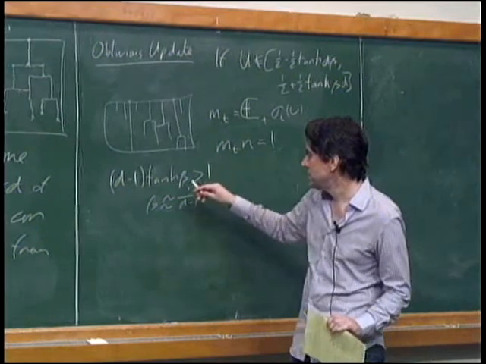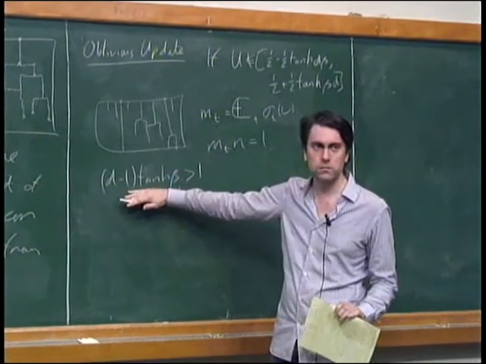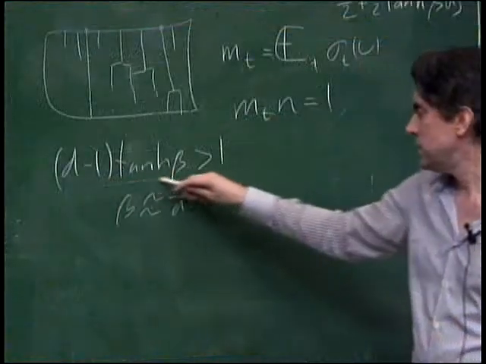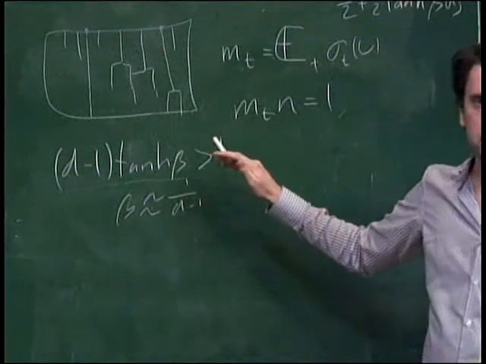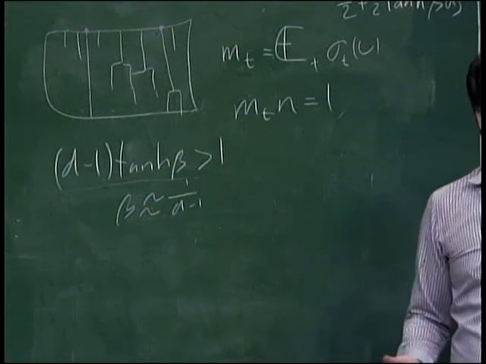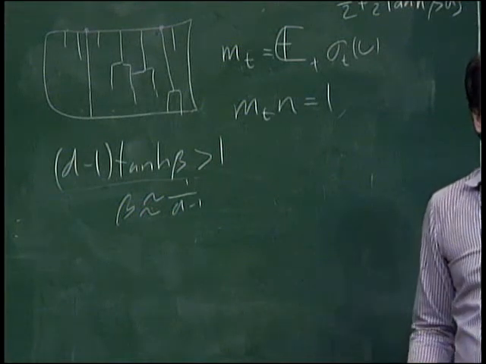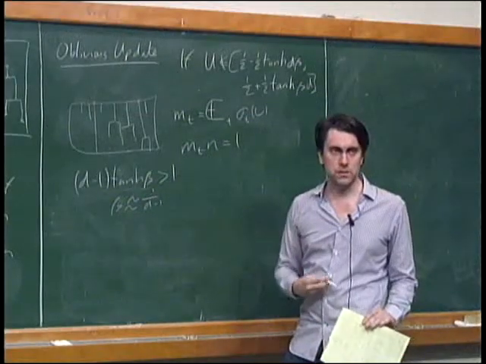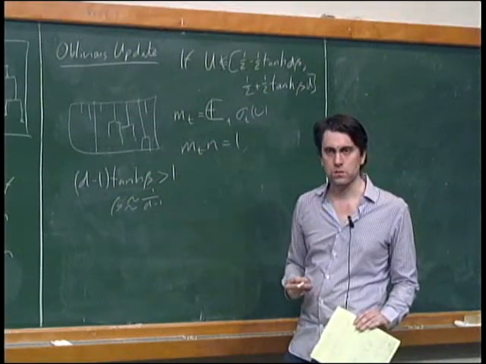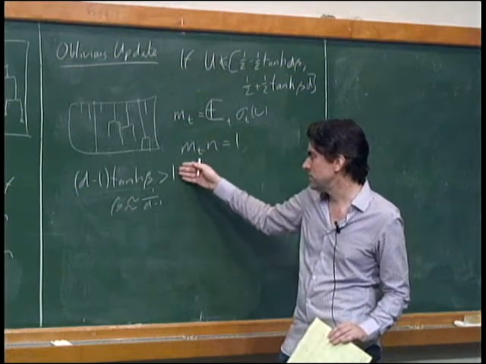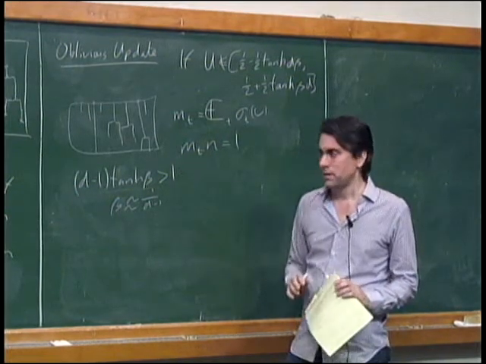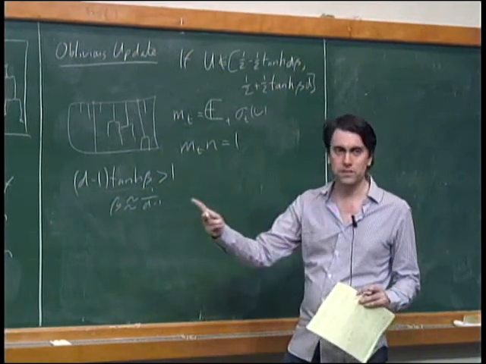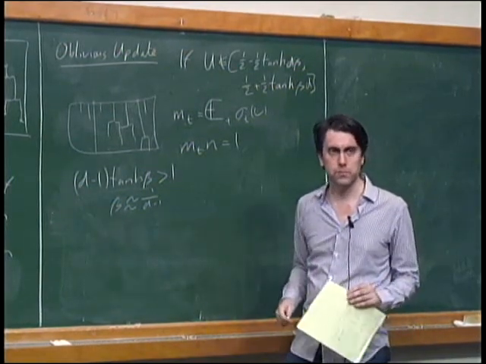So if you take a random d-regular graph, and d minus 1 times tanh of beta is greater than 1, then the mixing time is exponential in the size of the graph. And this is sharp. If it's less than 1, then the mixing time is logarithmic. And this value corresponds to where you have a phase transition, not on a lattice, but on the d-regular tree.